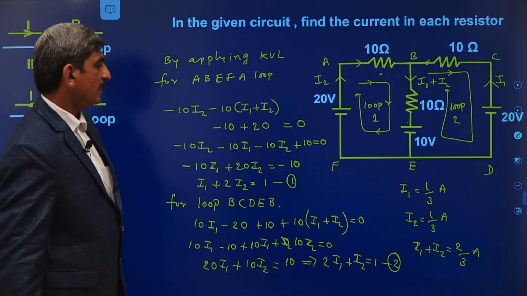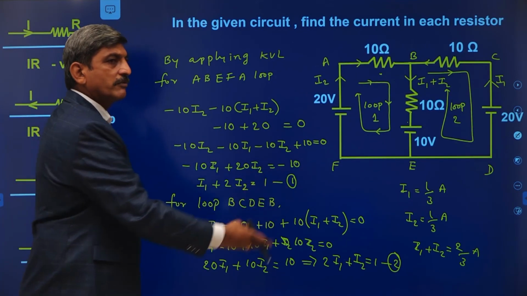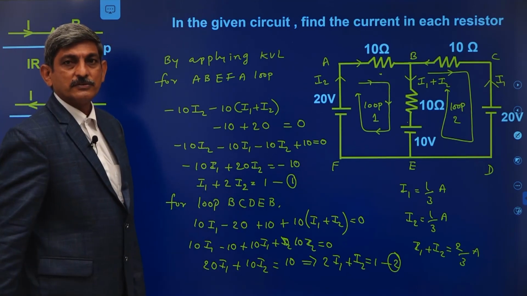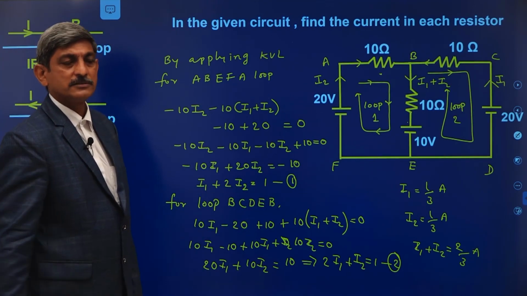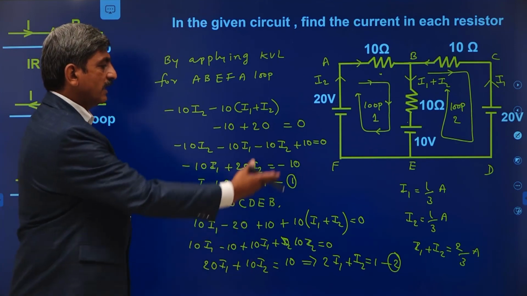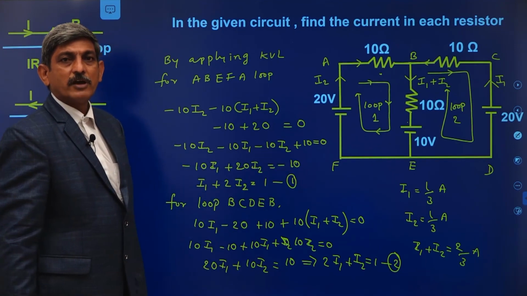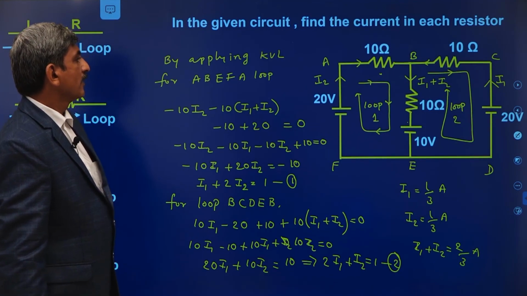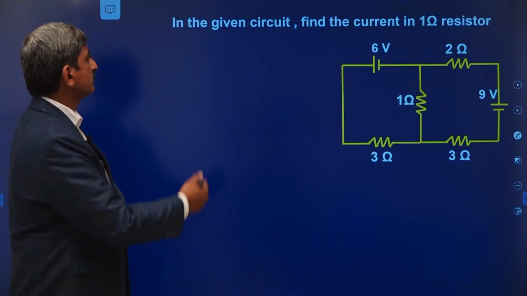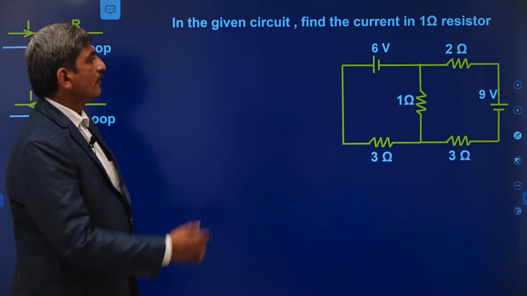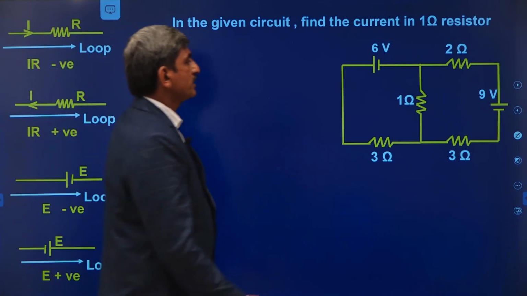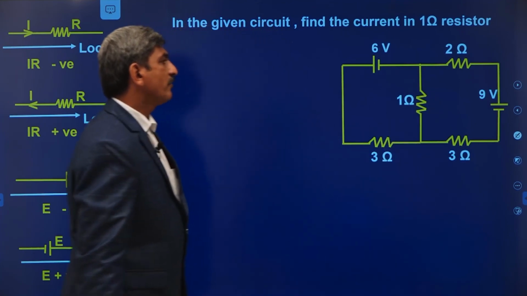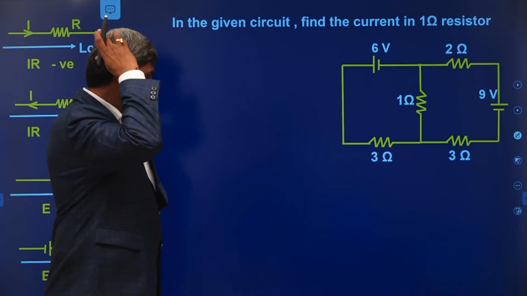Right? Here, how to solve the two equations, that is mathematics, it is not explained here itself. You know that process very well. That's why I skipped that, and directly I have given the values of I1 and I2. Come to the next problem. In the given circuit, find the current in 1 ohm resistor. So only through this 1 ohm resistor, we want to find out the current value.